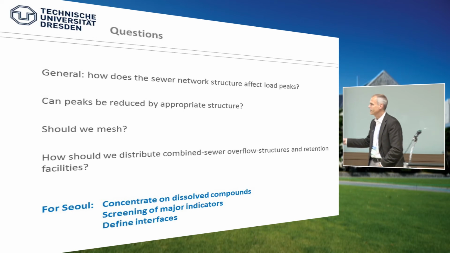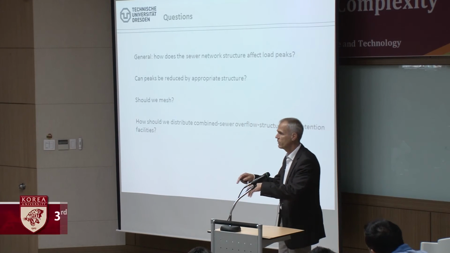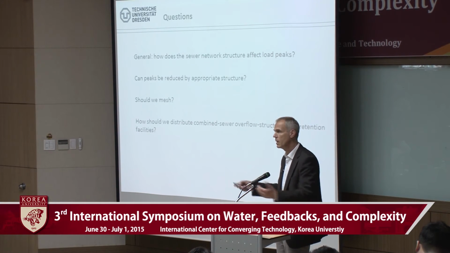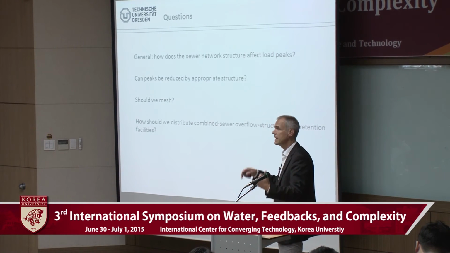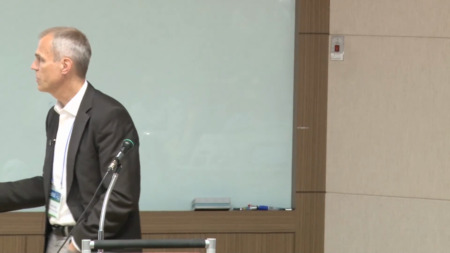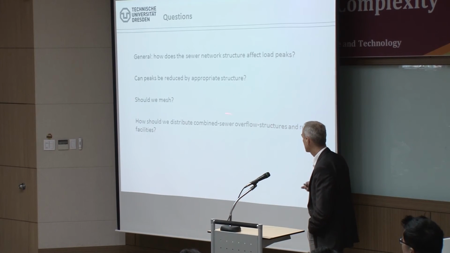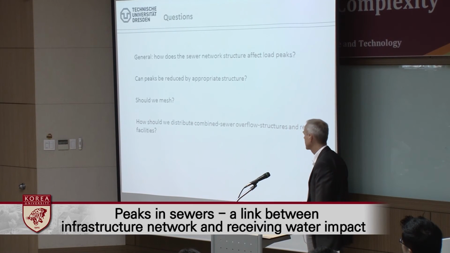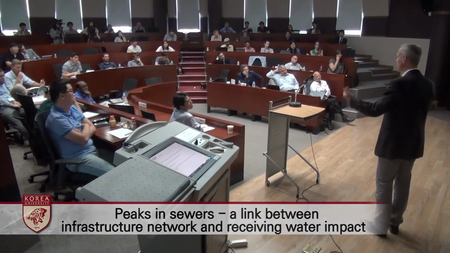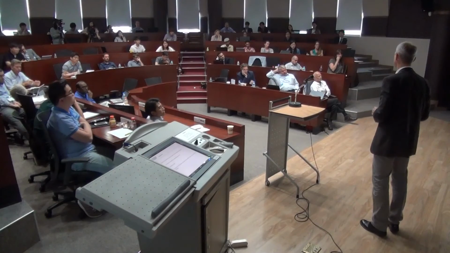Should we mesh, as a simple question? Should we, instead of having branch systems, have more and more mesh systems wherever possible? Does this dampen the evolution of those peaks? And then that was the question Thomas raised yesterday in his presentation. How should we distribute those emergency exits, those combined sewer overflow structures, and the retention facilities most beneficially for dampening those acute effects?